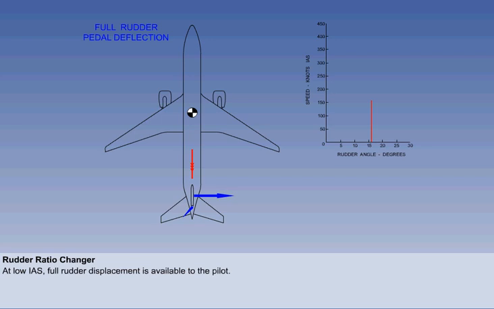Full rudder pedal travel has resulted in maximum rudder displacement from neutral. In this example, we assume the pilot is making a maximum rudder command from the flight deck. You can see that full rudder displacement is available up to about 160 knots indicated airspeed. Above that speed, the rudder ratio changer reduces the maximum available rudder displacement at a rate inversely proportional to IAS to maintain the required rudder authority.